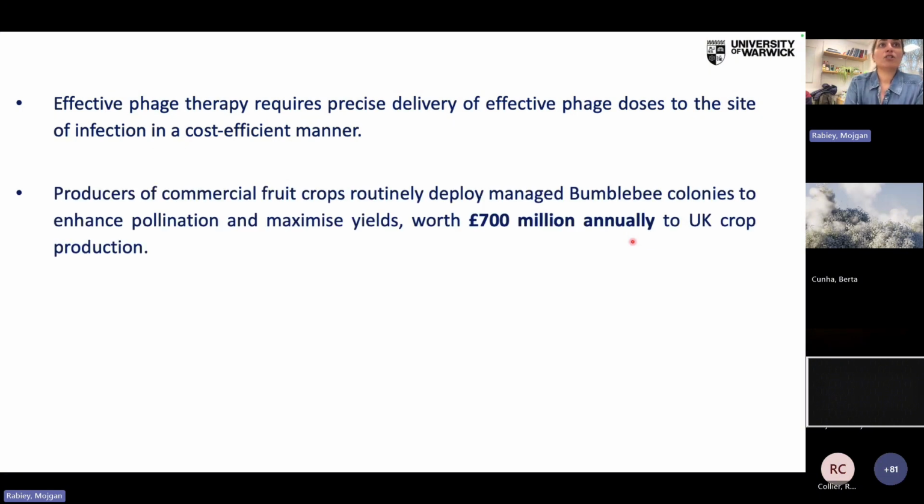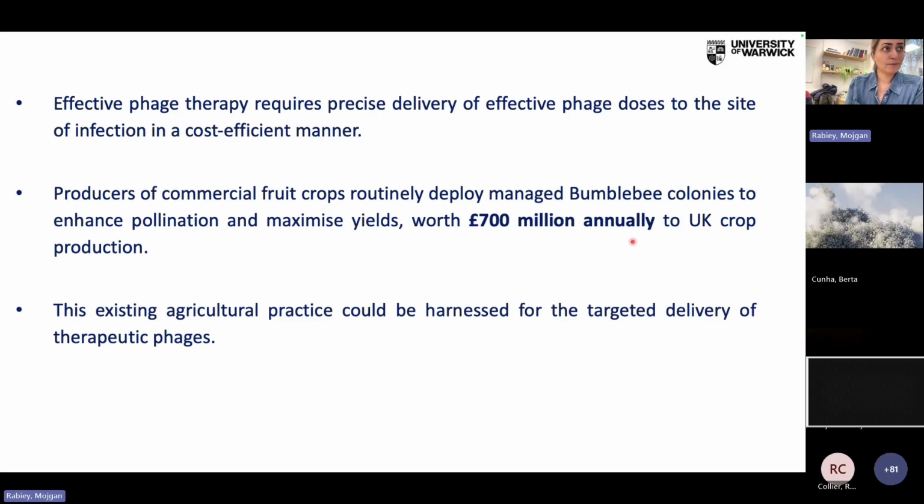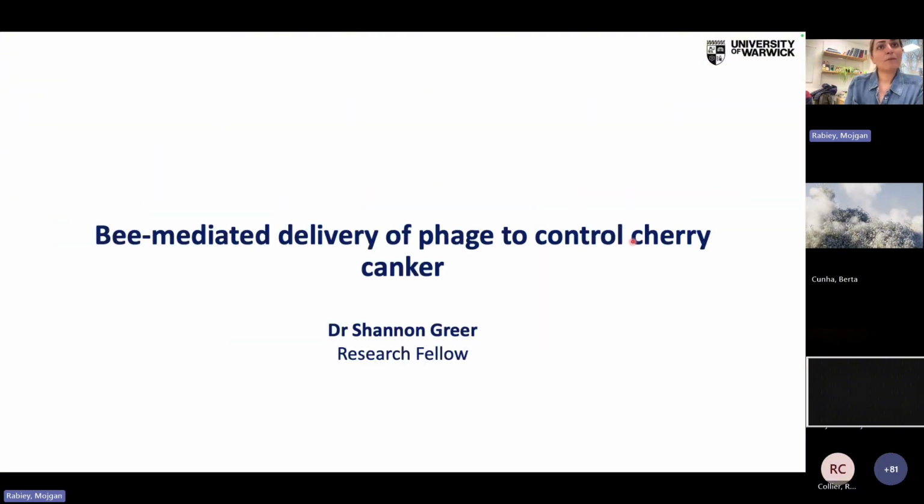So producers of commercial fruit crops routinely deploy bumblebees to enhance their pollination and their yield. And these bumblebees are worth around 700 million pounds to the UK economy and the UK crop production. So we thought that we could use this existing agricultural practice to deliver our phages to the site of infection, that is the flowers. So now I'm going to hand over to my amazing team member, Dr. Shannon Greer, to explain the bee-mediated delivery of phage to control cherry canker.